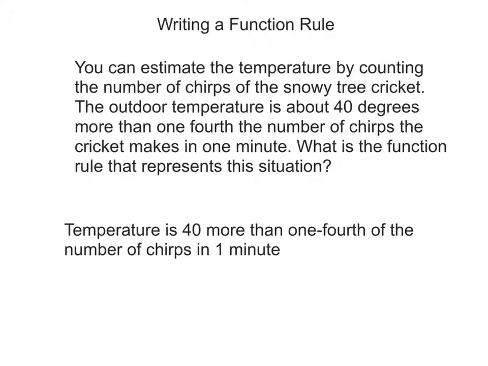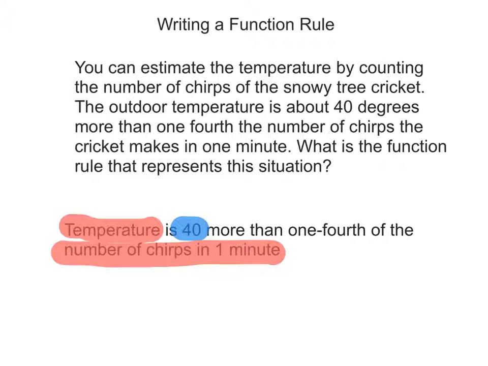And here, what you should notice is we have some things. We have temperature, which is an unknown amount, 40, which is a known amount, and number of chirps in 1 minute, which is an unknown amount. And then we have some things relating those. So for instance, temperature "is" means temperature equals, "more than" means plus, 1/4 is 1 divided by 4, "of" is multiplication, the number of chirps in 1 minute.